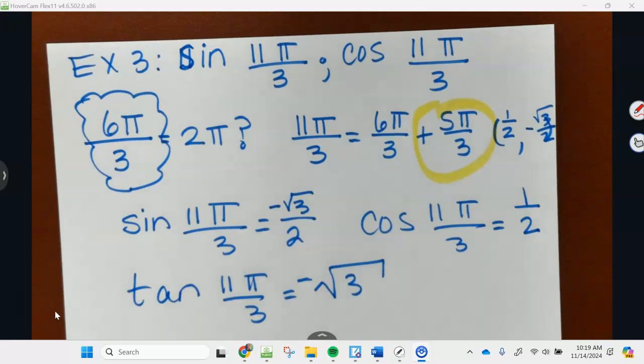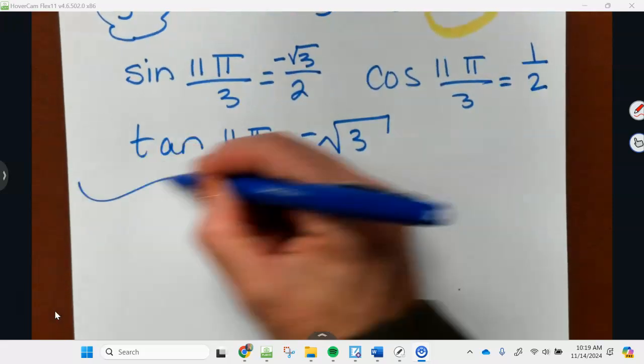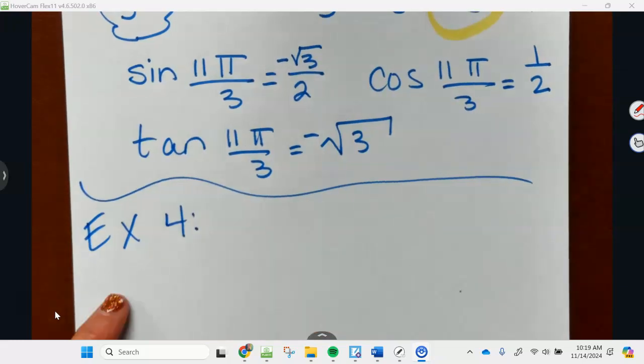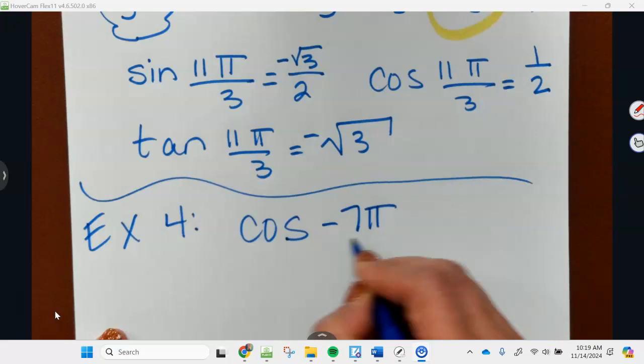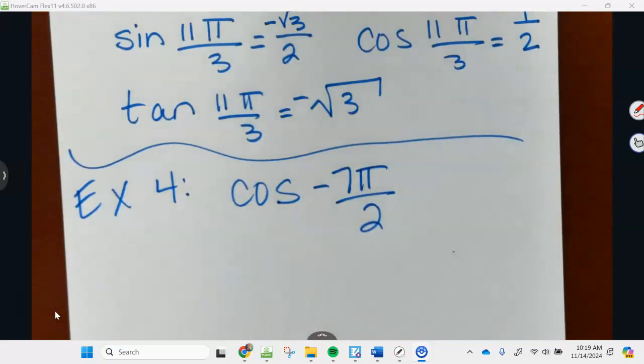Let's do a negative one. Write this down, please. Example 4. Example 4, let's find the cosine value of negative 7 pi over 2. So this is going to be counterintuitive because remember, the last piece is always positive.